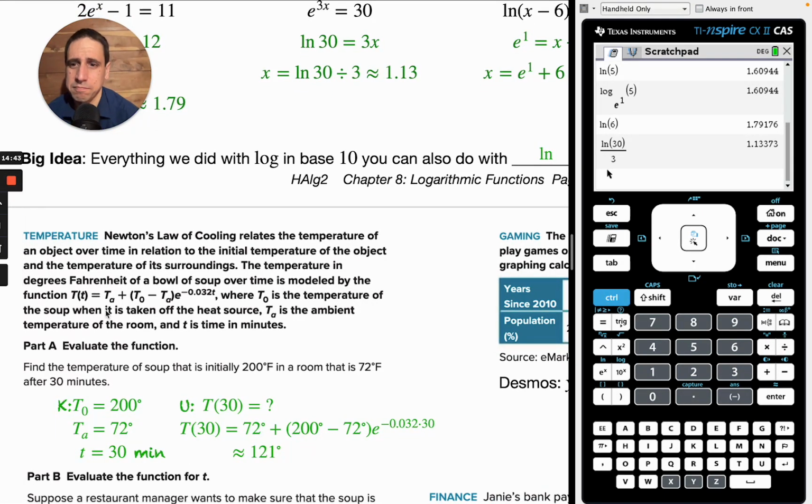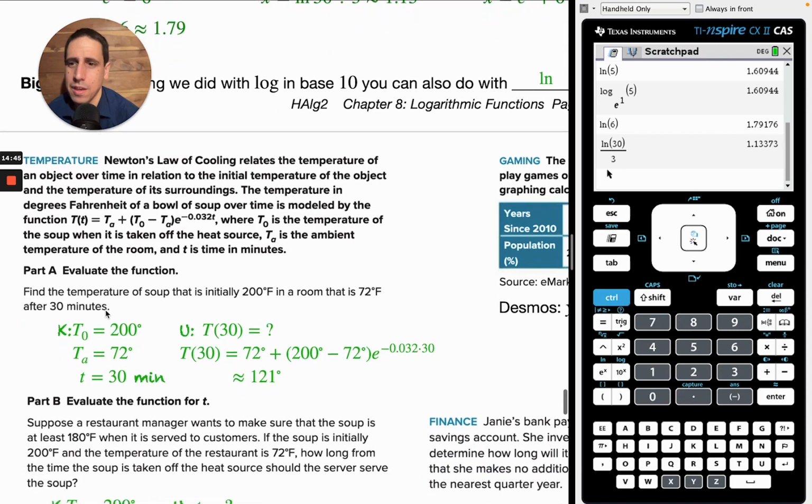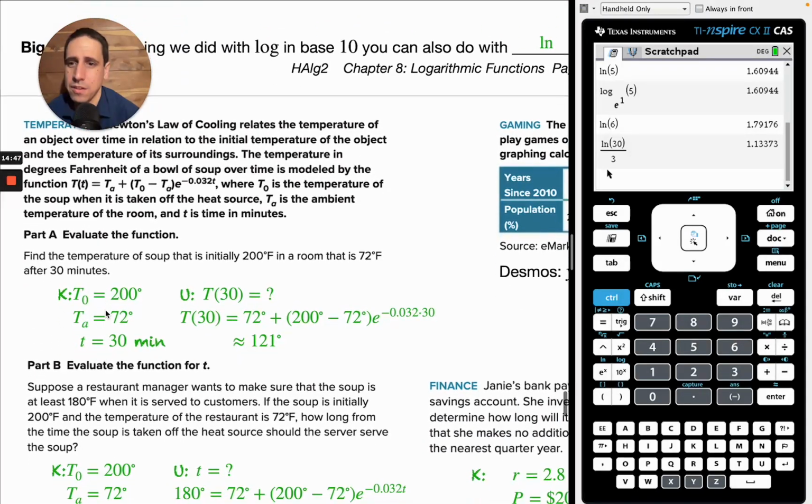Part B. Evaluate the function for t. So let's say, suppose a restaurant manager wants to make sure that the soup is at least 180 degrees Fahrenheit when it is served to customers. So we know what it comes out at. It comes out of the pot on the stove at 200 degrees Fahrenheit, and we know that the temperature is at 72. The only thing we don't know is how much time you've got to serve that soup. How much time after the soup is taken off the heat source should the server serve the soup?